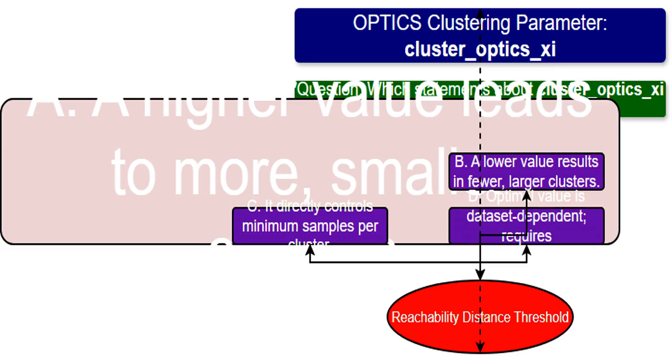A higher cluster_optics_xi makes the algorithm more sensitive, resulting in many smaller, tightly grouped clusters. Imagine drawing smaller circles around tightly packed points.